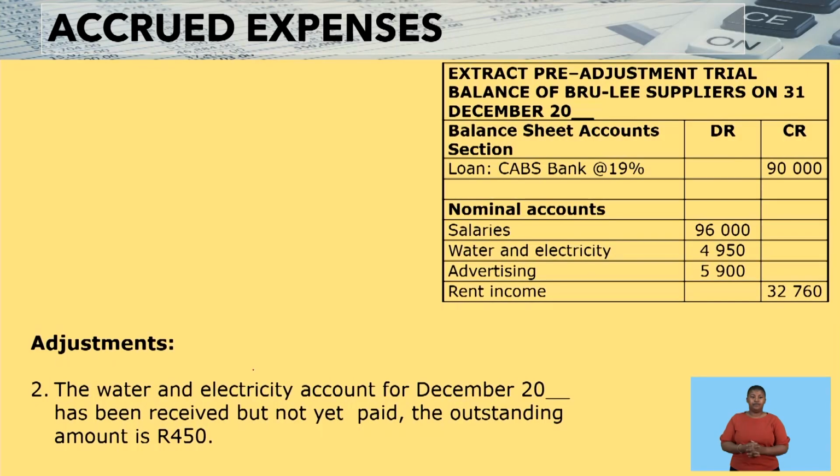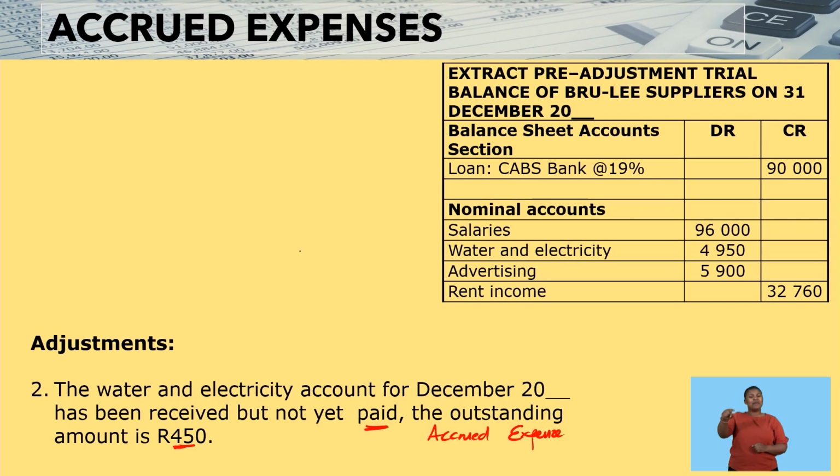All right, let's look at the next adjustment. Our next adjustment reads, water and electricity account for December has been received but not yet paid. The outstanding amount is 450. Once we have not yet paid for it, it becomes our accrued expense. So this is an accrued expense.